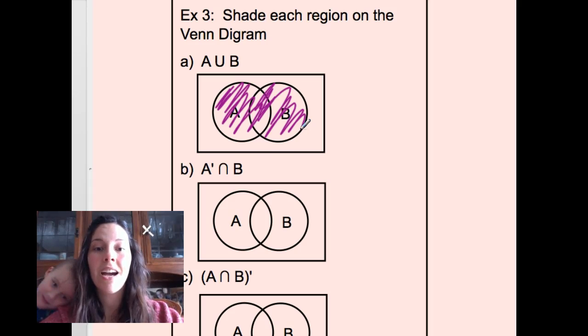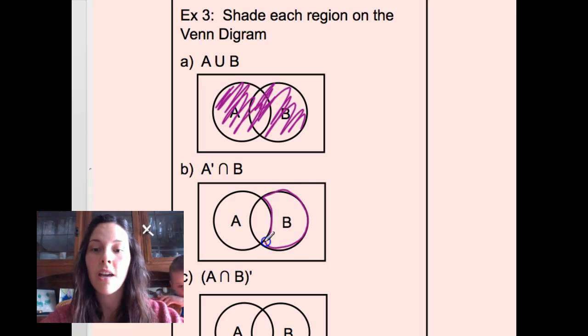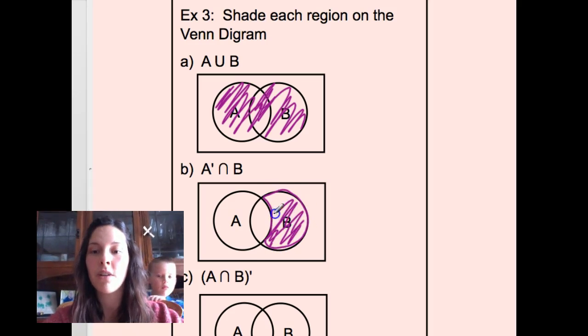Next, A complement intersection B. So what's outside of A, but is also contained in B. So this piece right here is outside of A, but inside of B. So that's what we're asked for on this one.